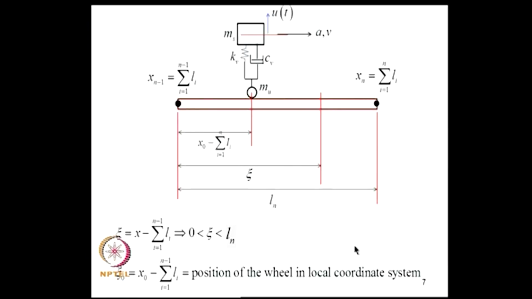Now we make a coordinate transformation. This is the nth element of length Ln. We introduce a coordinate xi defined through x minus x(n-1), and by this arrangement xi would lie between 0 and Ln. Now psi0 is the position of the wheel in the local coordinate system. So x(n-1) is the sum of all the length elements up to this point, and xn is the length that includes this Ln as well.